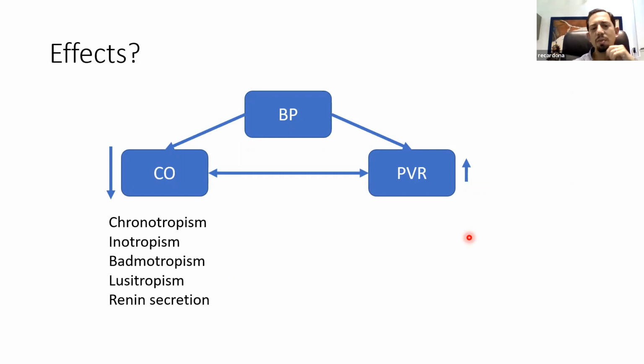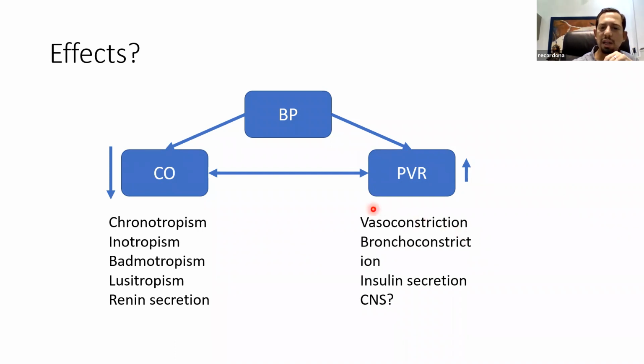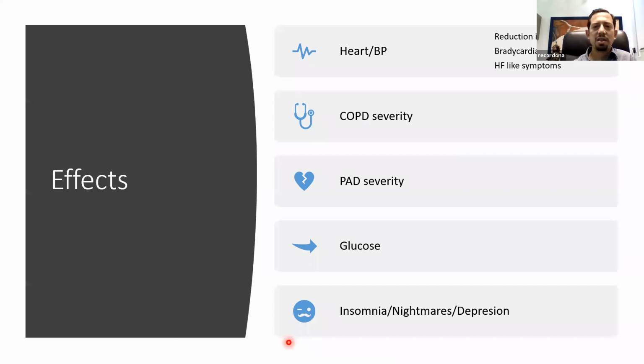So these are agents that are going to decrease chronotropism, inotropism, vasomotropism, lusitropism. They're going to decrease renin secretion. On the other hand, they can produce a little bit of vasoconstriction, bronchoconstriction, decreased insulin secretion, and they can also produce certain central nervous system side effects. For this reason, these agents can produce reduced cardiac output, bradycardia, and if we take that to an extreme, heart failure-like symptoms. They can produce bronchoconstriction and can increase the severity of chronic obstructive pulmonary disease. They can produce vasoconstriction and increase the severity of peripheral artery disease. And because they tend to decrease the secretion of insulin, they can increase glucose by a bit. The central nervous system side effects can include insomnia, nightmares, and depression.